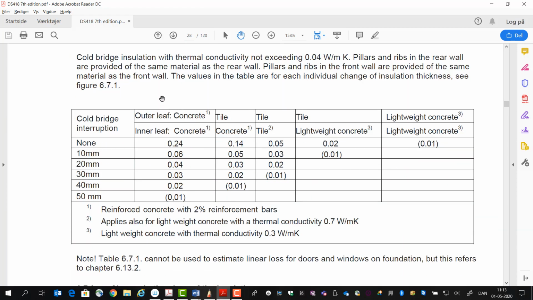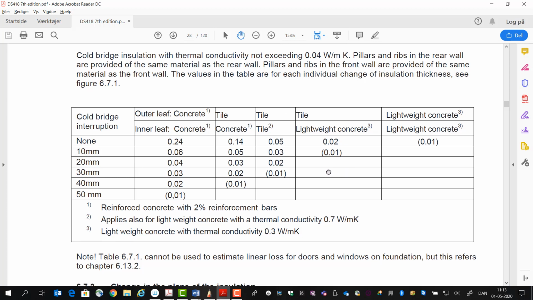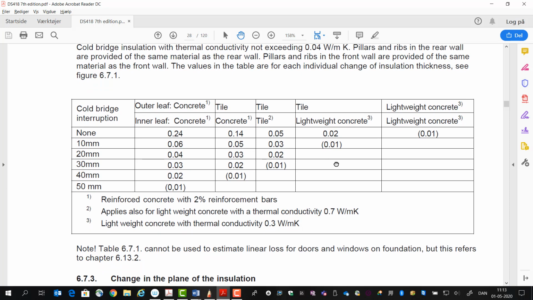And what we have is that we have 30 millimeters of insulation in the cold bridge. We have an outer leaf of tiles, and we have an inner leaf of lightweight concrete. So that means we get down here. So that means that the linear loss will be 0.